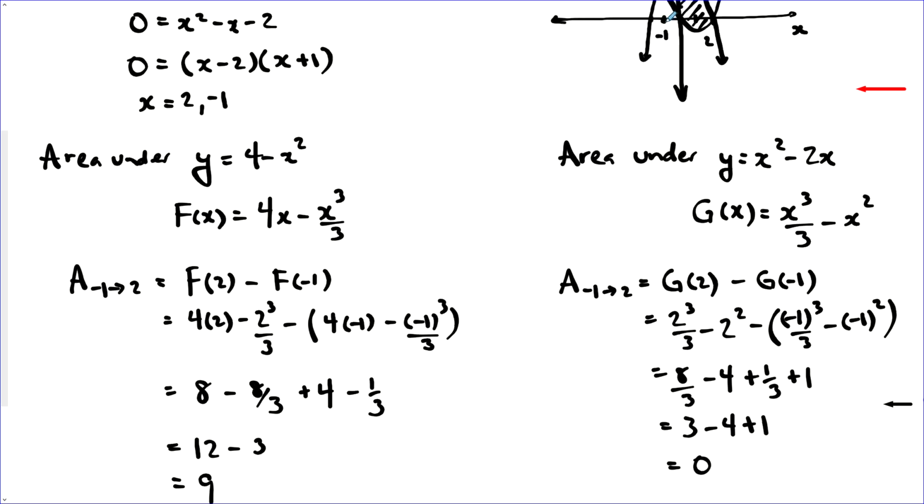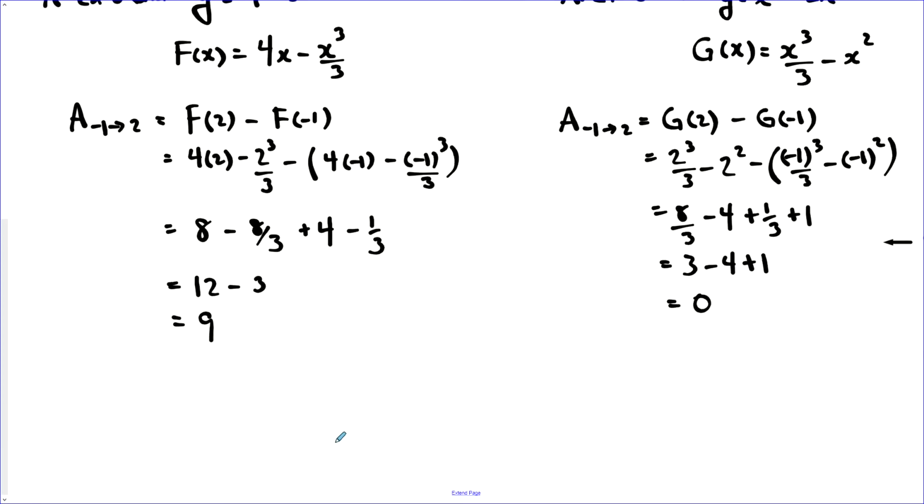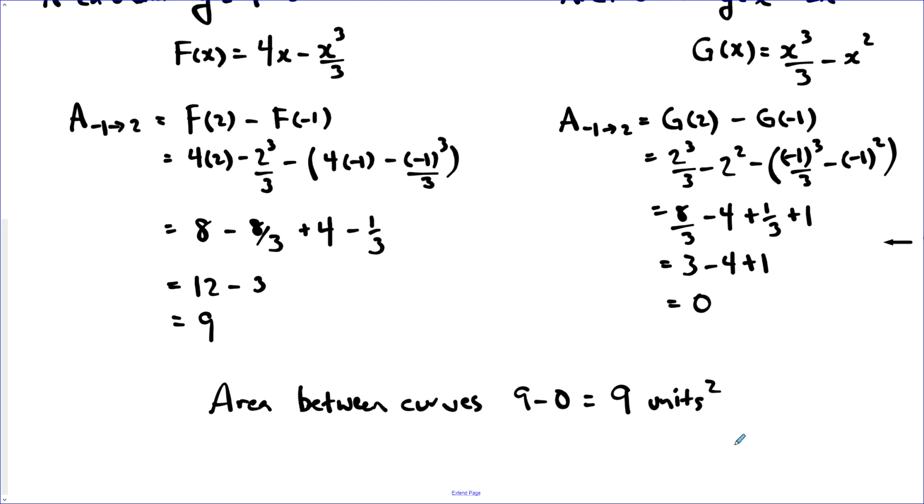So all that's saying is that this area right here, this little triangle thing here, and this little half circular shape here actually were exactly the same. And so they canceled each other out and made it 0, which means that the area between the two curves is 9 minus 0. So it's 9 units squared.